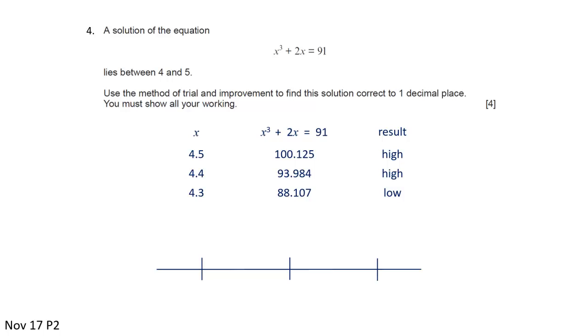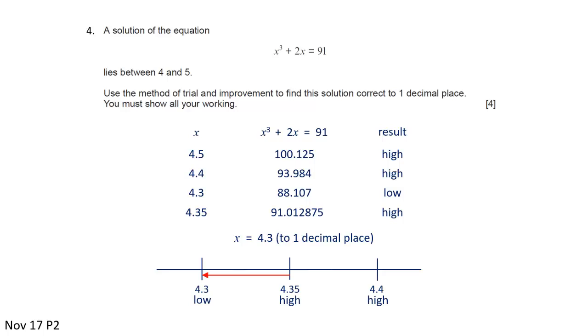Excellent. We've got our two values, one low, one high. Go in the middle of those two, 4.35. That will give you 91.012875, which is just a tiny bit too high. So that means we're going to go down to 4.3 for our answer.